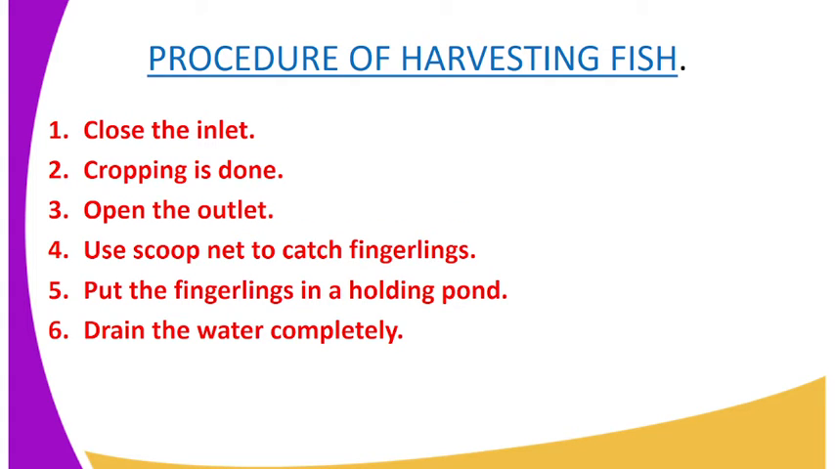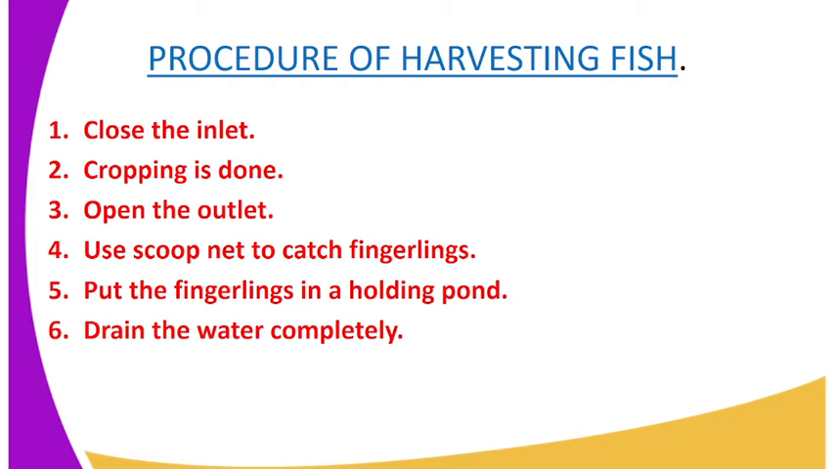Then we are going to the procedure of harvesting fish. What are the procedures followed? The first procedure, you're supposed to close the inlet. This is the tunnel that normally allows the water from the source into the fish pond. You close it, then cropping is done. The third procedure, you're supposed to open the outlet. Then the fourth procedure, you are supposed to use a scoop net to catch the fingerlings, and those are the small or the baby fish. Then number 5, you are supposed to put the fingerlings into a holding pond, and number 6, you are supposed to drain the water completely.